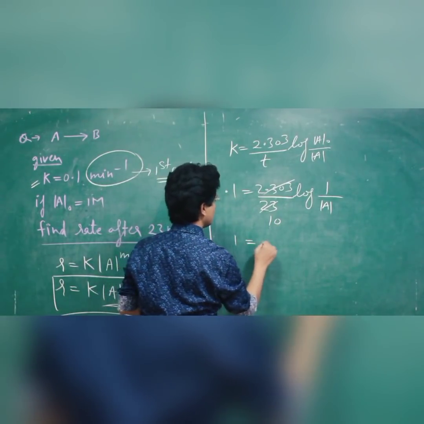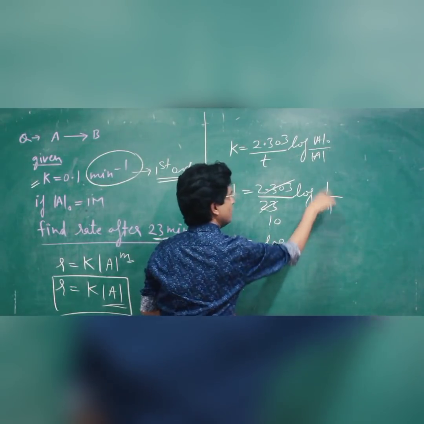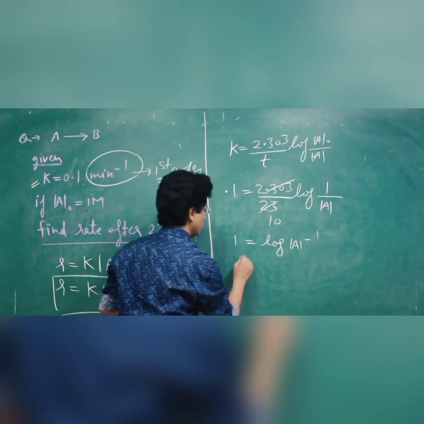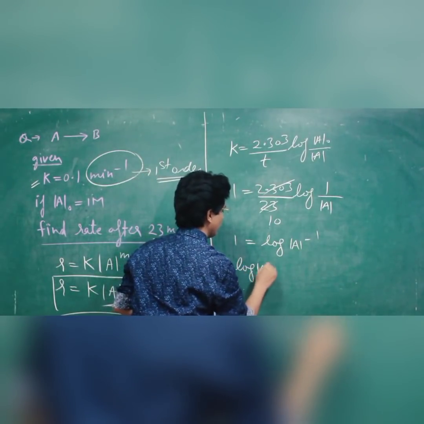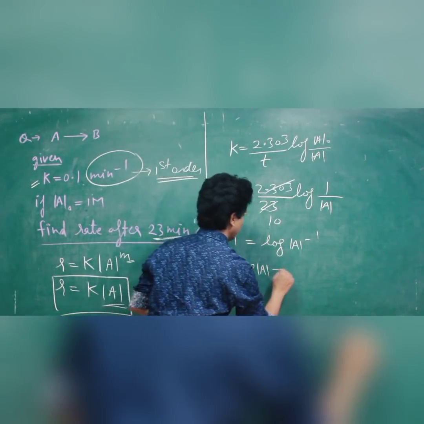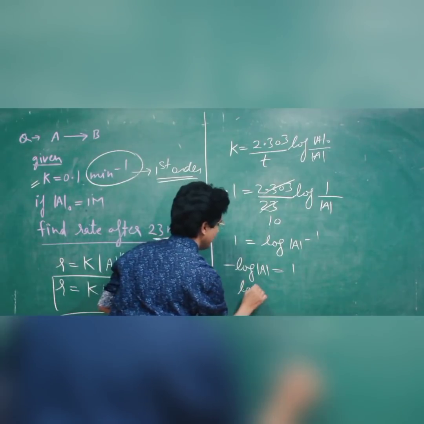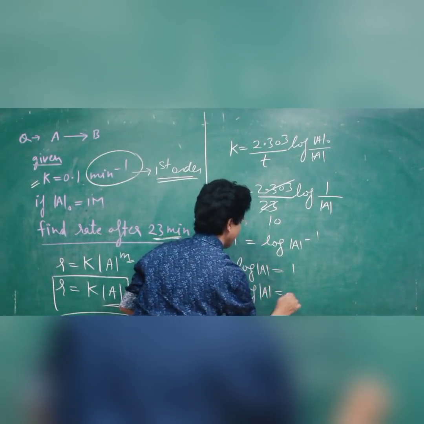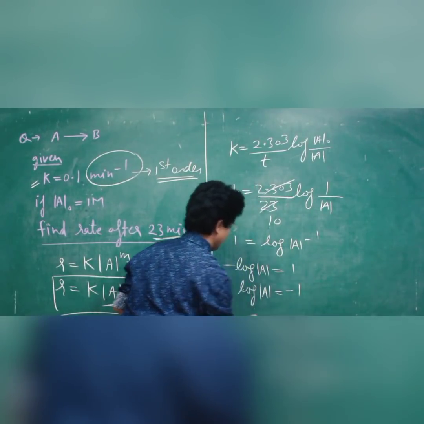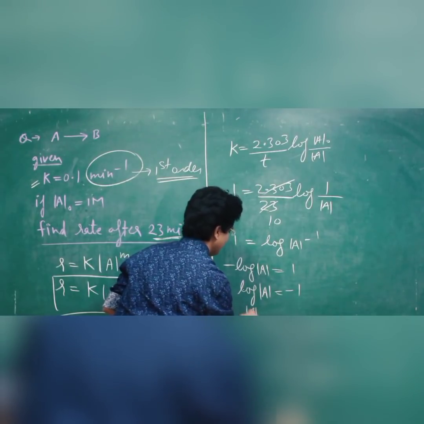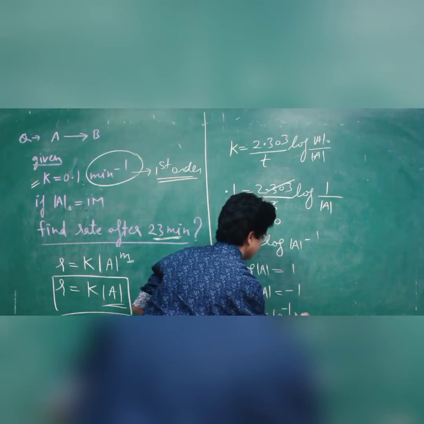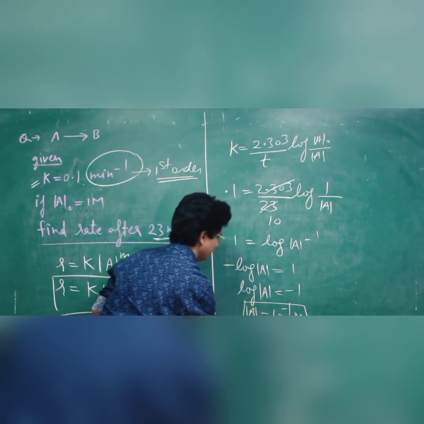So 1 equals log of 1 by A, which can be written as A inverse. So rearranging, this minus will go there. I mean, this is minus of log A equals 1, or you can say log of A will be minus 1. Or you can say A will be, take the anti-log now, 10 to the power of minus 1 molar.